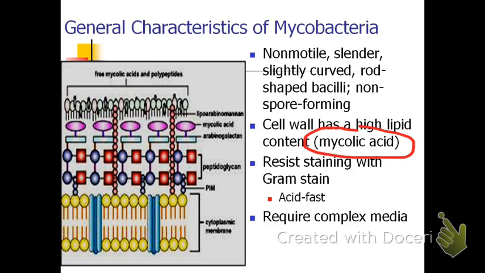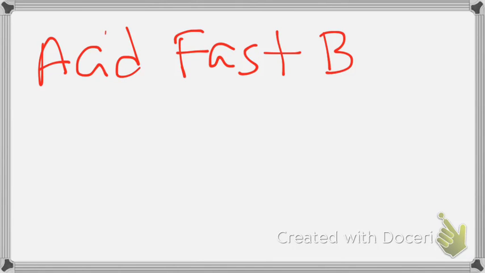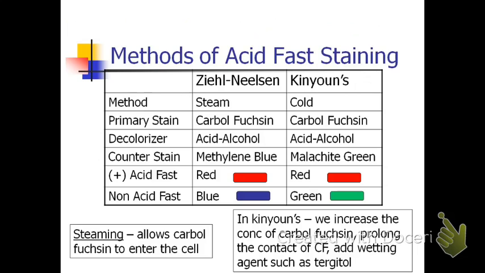Now, going back to the acid-fast stain, probably you are wondering, why do we call this microorganism acid-fast bacilli? In order for you to understand the meaning of acid-fast, you have to be familiar with the acid-fast staining. There are two main methods for the acid-fast stain. These are the Ziehl-Neelsen method and the other one is the Kinyoun method. The Ziehl-Neelsen method is also known as the steam method because it uses steaming. On the other hand, Kinyoun's method is also known as the cold method because obviously there's no steaming.